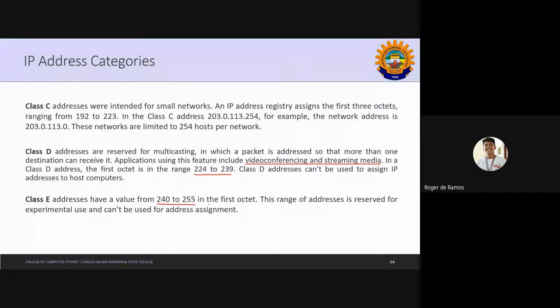This range is reserved for experimental use and cannot be used for address assignment.